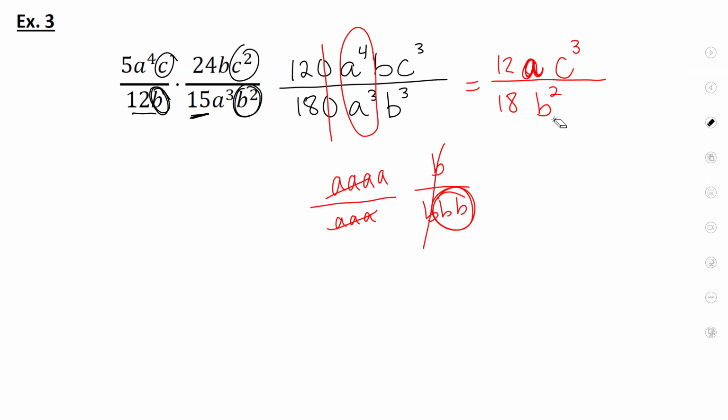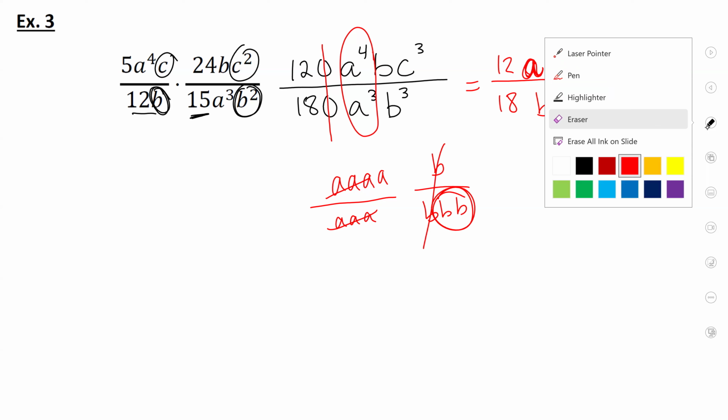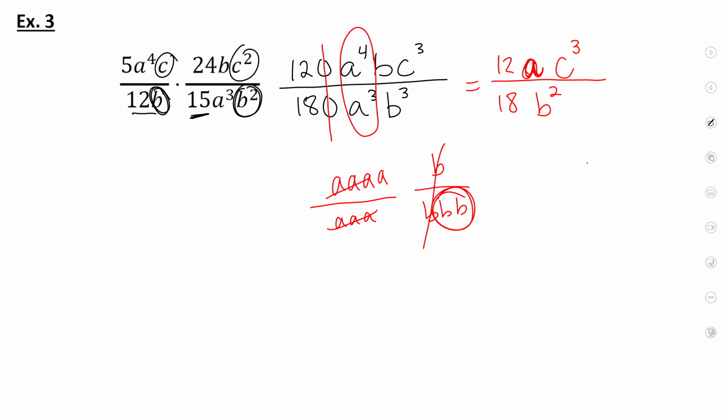Questions? Good. Okay, let's simplify this further. What can 12 and 18 both be divided by? 6. Good. Okay, 12 divided by 6 is 2. These variables stay the same. And 18 divided by 6 is 3. So this is our final answer.